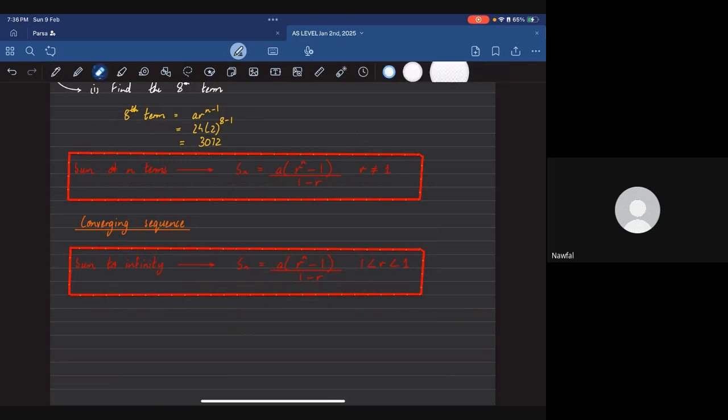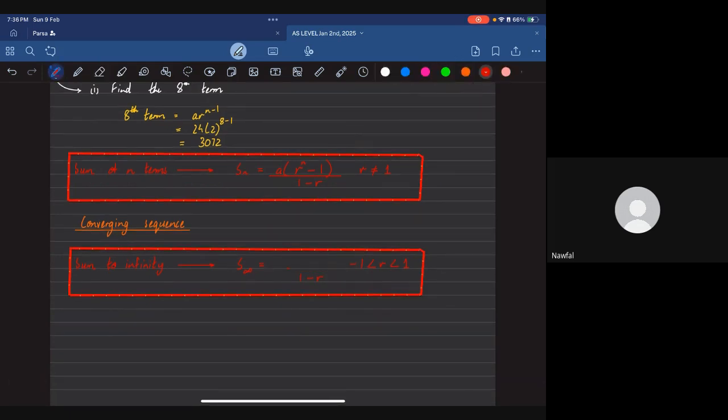I hope this is clear. And what's the difference in the formula? First of all, it is written like sum to infinity. And you do it like this. That is simply how you're going to do it. Is this clear, boys?